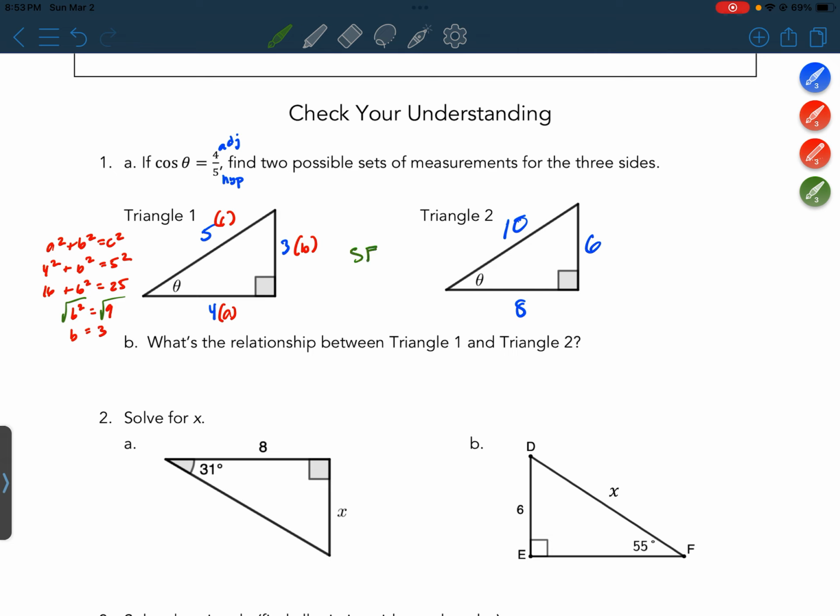So we just use a scale factor of 2 to get triangle number 2. These triangles are not congruent, but they are similar, right? They're going to have the same angle measures. They're going to have the same ratios of sides. They already have the same cosine ratio, we know.